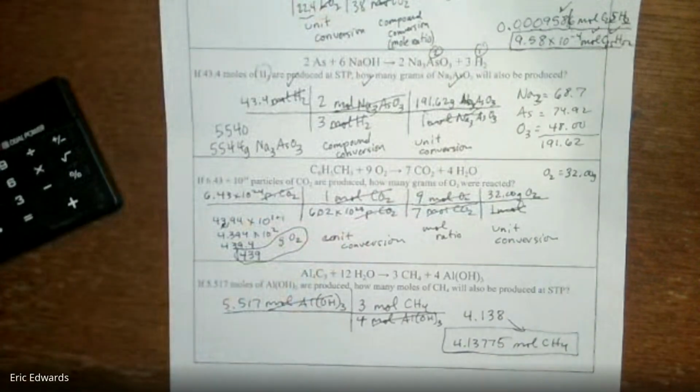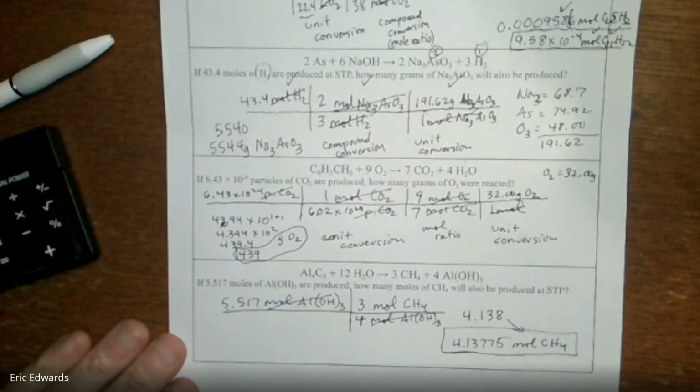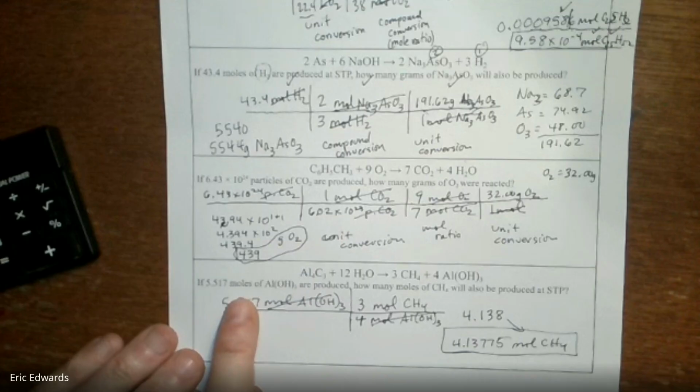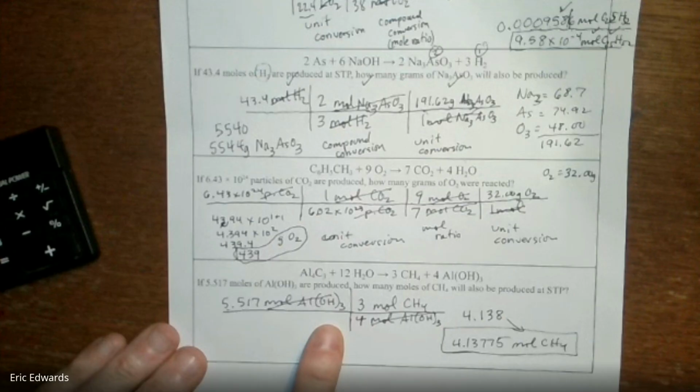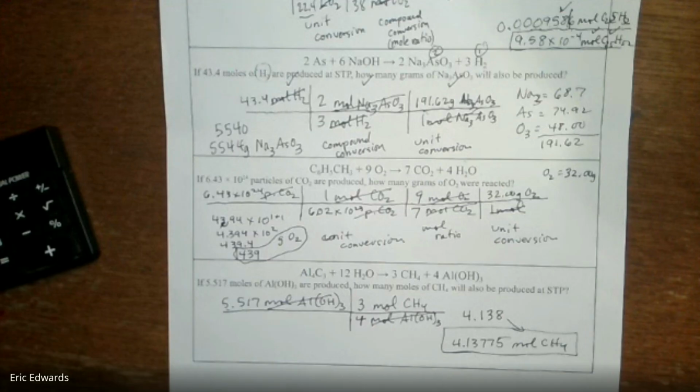So for those of you who have questions of how many brackets do I use in this, it depends on the question, what it's asking, what it gives you, and what you're going to. When I'm going moles to moles, I only need 2. So I just need the mole and the mole ratio. That's what this is.